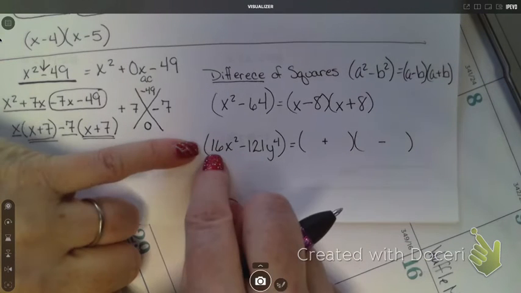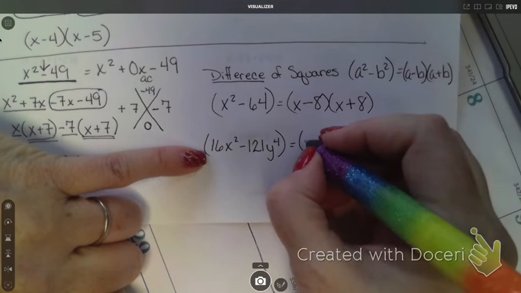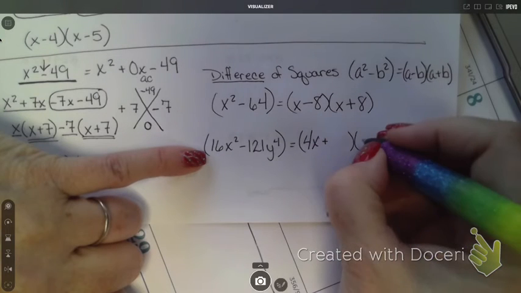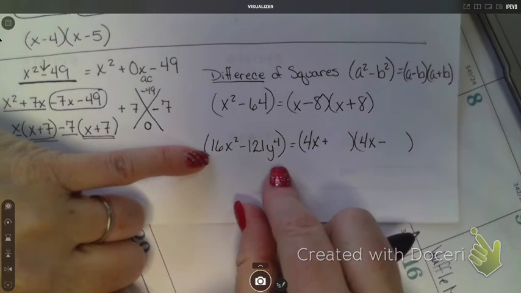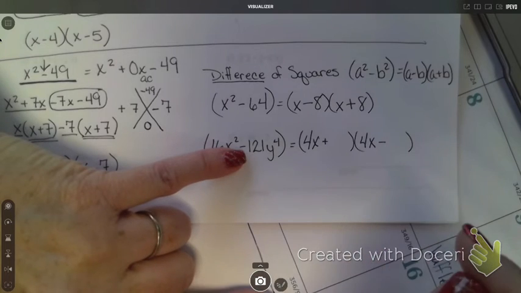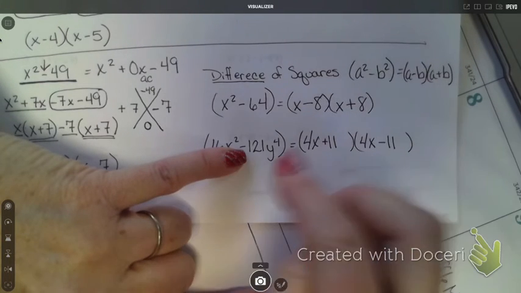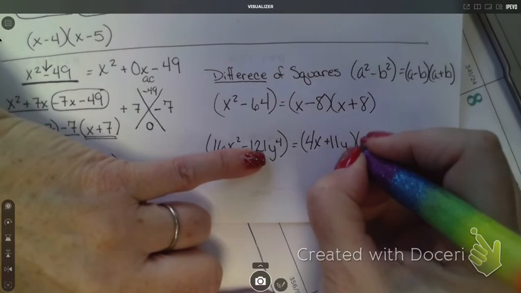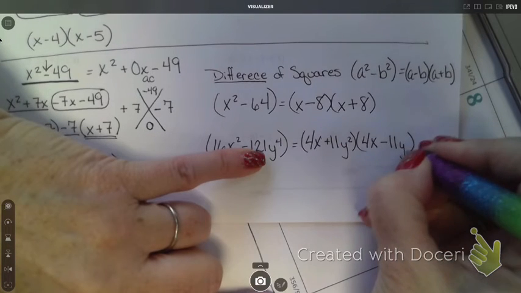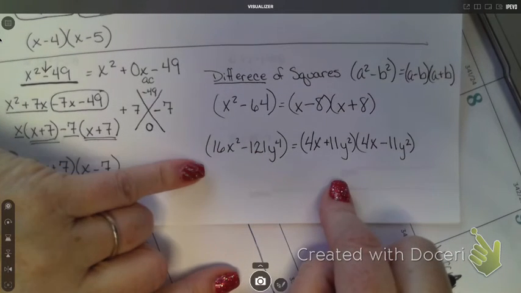What is the square root of 16x squared? 4x. Put that in the first term of each quantity. What's the square root of 121? 11. And what's the square root of y to the fourth? Y to the second. Do you see how that saves me some time?